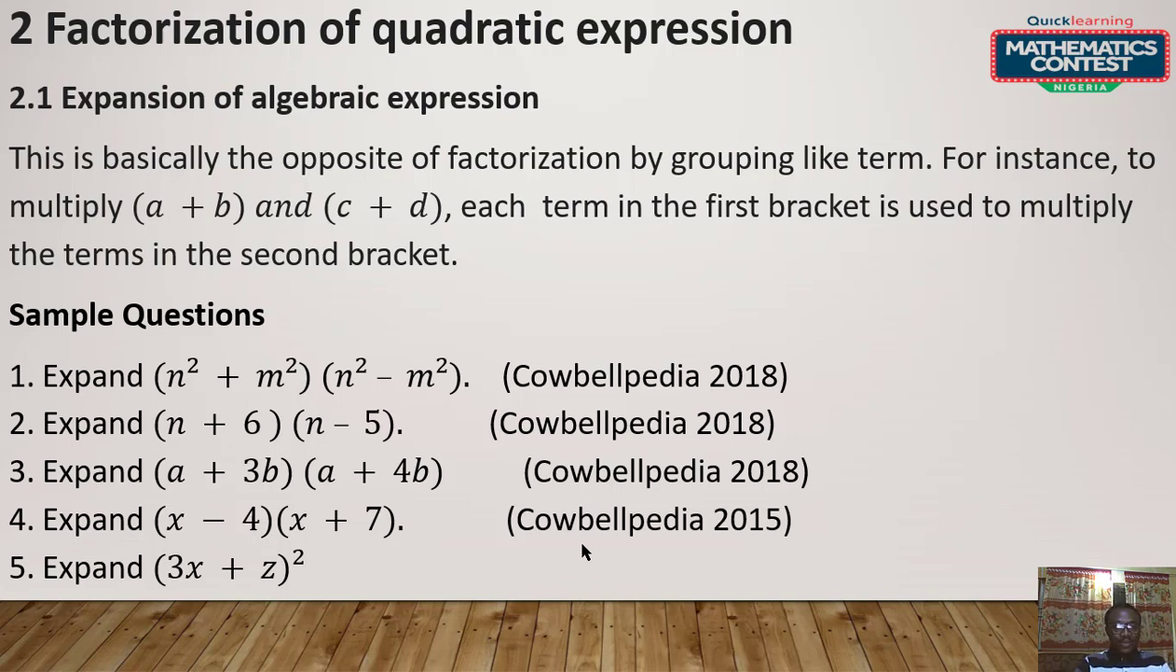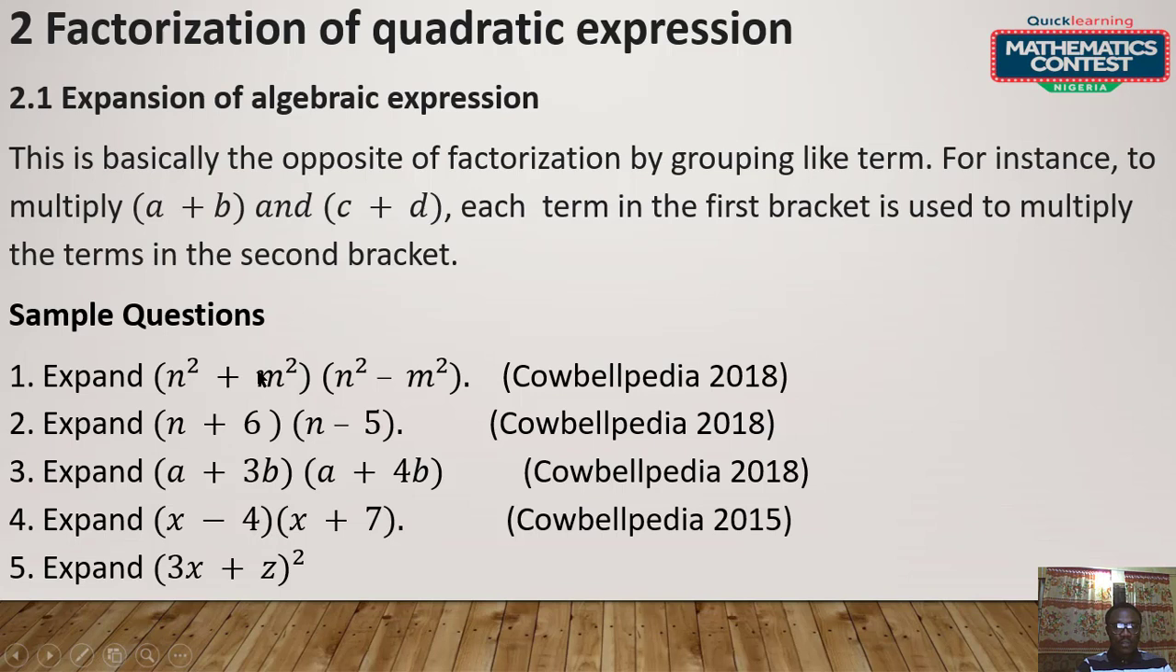Okay, now let's continue. Now, expansion of algebraic expression. In this case, we want to actually see it as it relates to quadratic terms. So this is basically the opposite of factorization by grouping like terms. For instance, to multiply a plus b and c plus d, each term in the first bracket is used to multiply the terms in the second bracket. So we know that already.